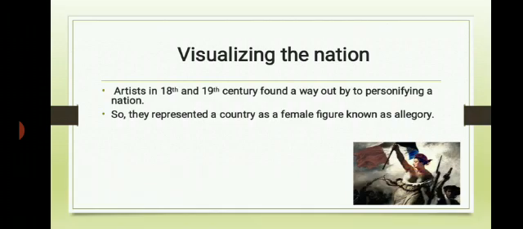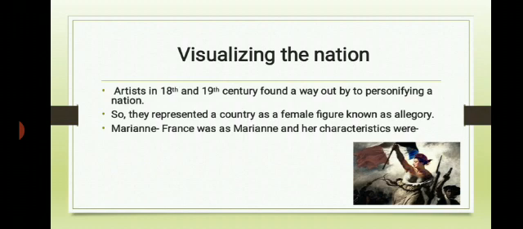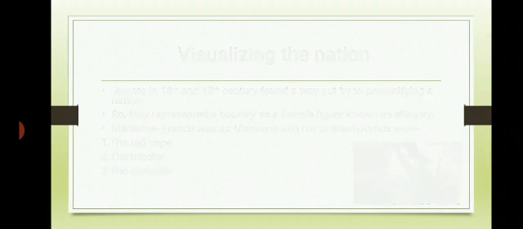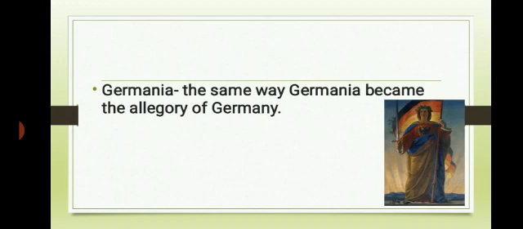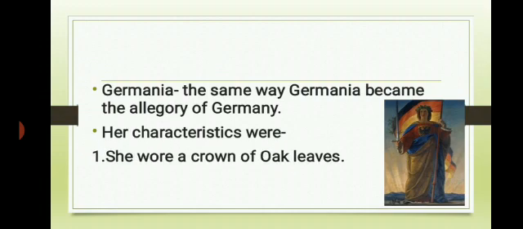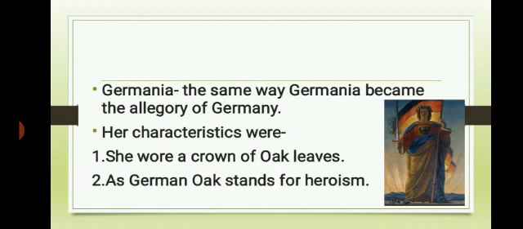Marianne of France had characteristics of the red cap and the tricolor. In another pic, you will see Germania, the allegory of Germany, whose characteristic was that she wore a crown of oak leaves, which symbolizes heroism.